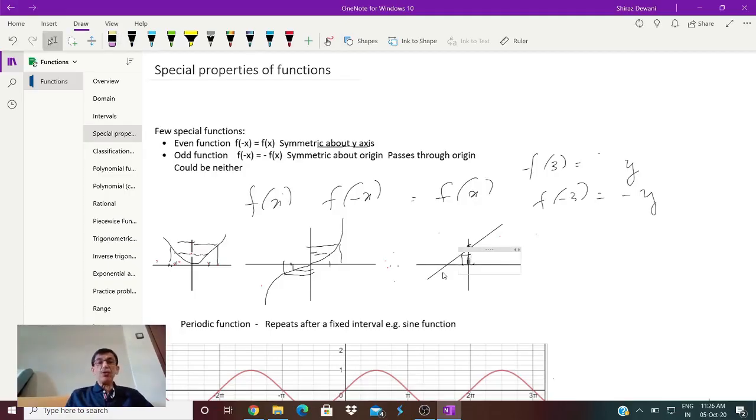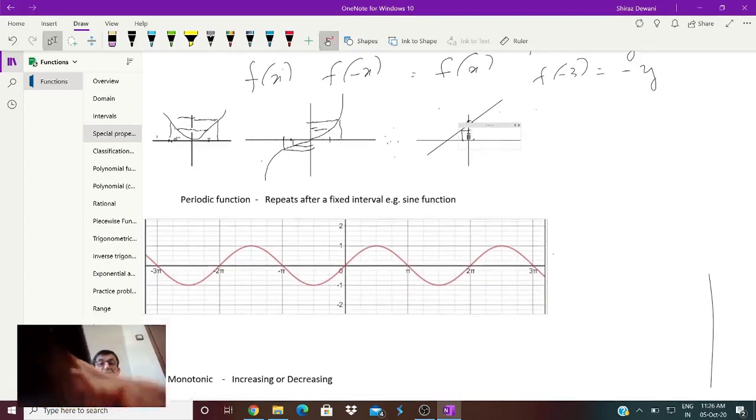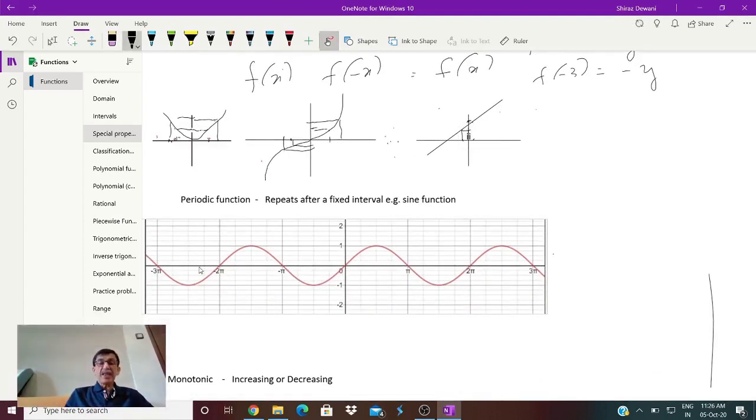Then we talk of what is known as a periodic function. A periodic function repeats after a fixed interval, something like a sine function. You have seen this type of sine graph, and the whole thing repeats after some time. So this is known as periodic and this is known as a period. If you take 0 to 2 pi, the whole thing will keep on repeating before as well as after. So this is known as a periodic function. We will study periodic functions in more detail later on.